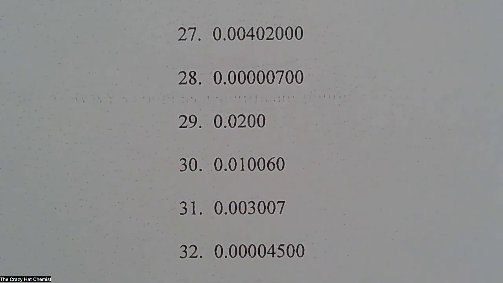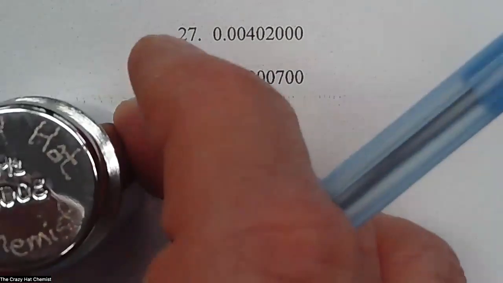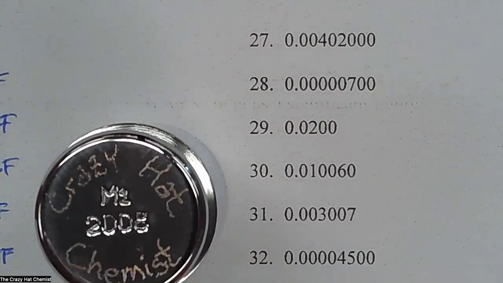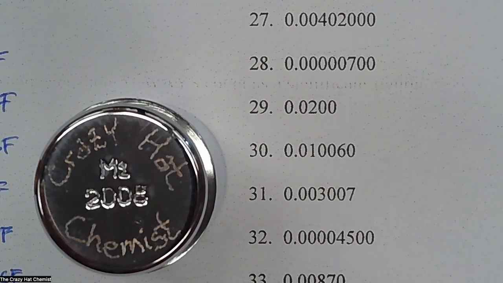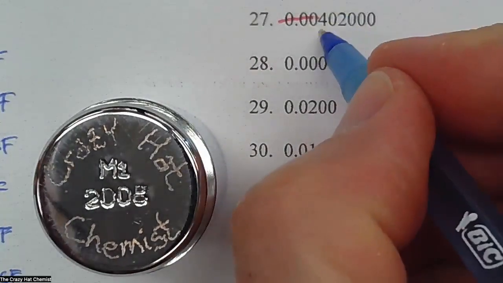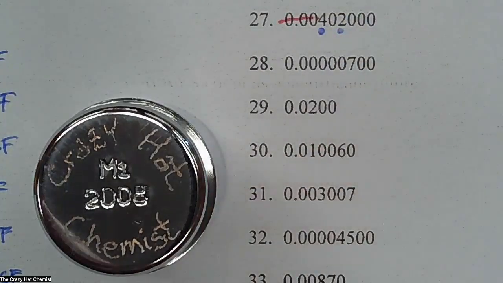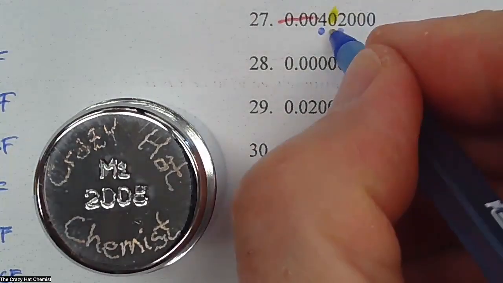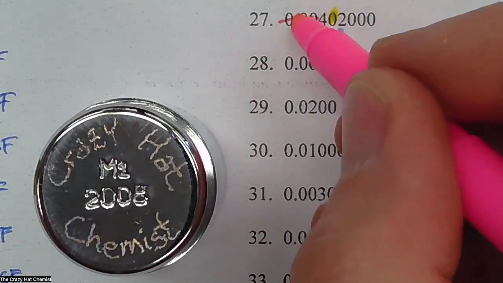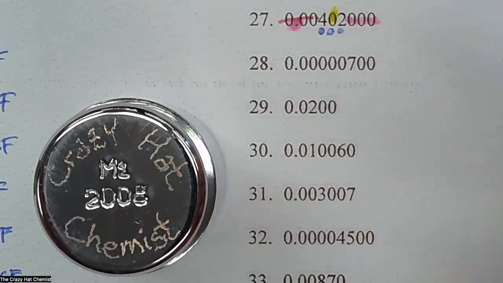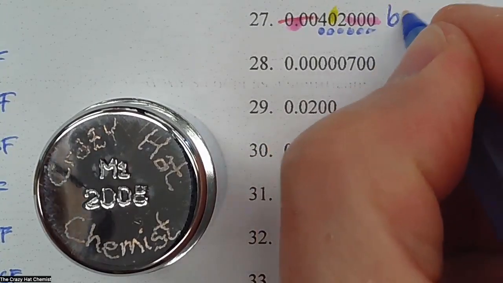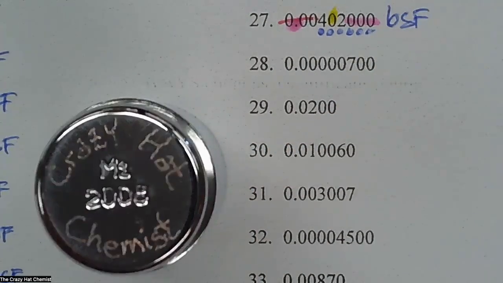So we're going to start here on our 3rd and final column of these problems. Okay, here we go. Leading zeros never count. Non-zero integers always count. Captive zeros, they count. And this number has a decimal in it, so these 3 trailing zeros also count. So that would be 6 significant figures.